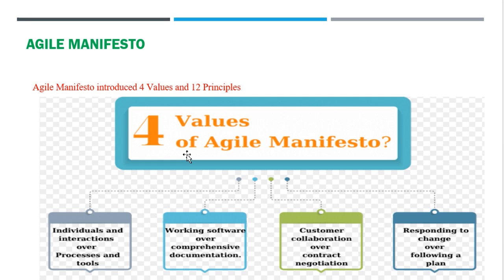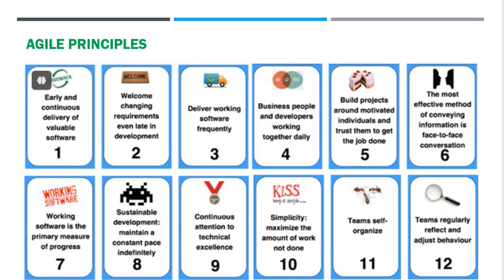In Agile also, the emphasis is on responding to change rather than strictly following a plan. This approach allows for flexibility and adaptation, ensuring that the final outcome is more aligned with the current needs and conditions. Hope you understand all the four values of the Agile Manifesto. So now we will move to the Agile principles.